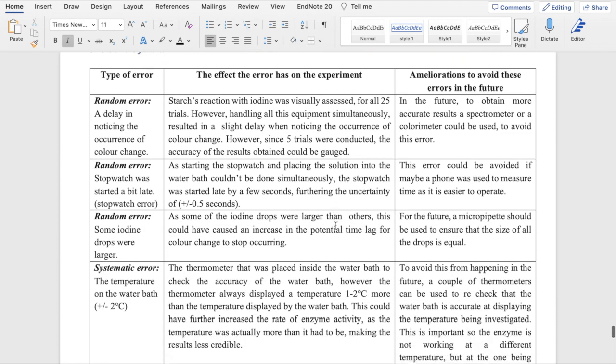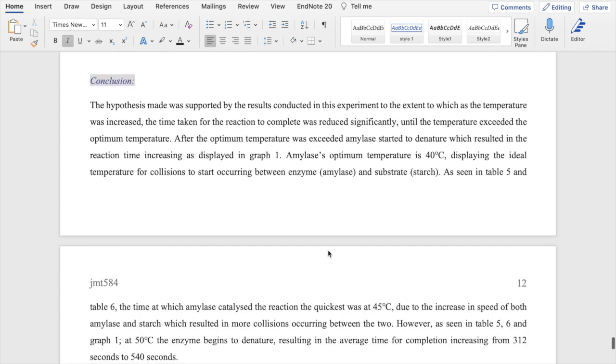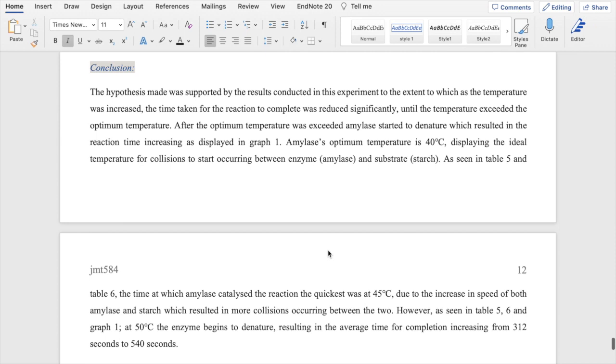Evaluation, like we all know, is this was good, this was bad. How can we make this better for the future? And error. So you know how we did the error bars over there? You also need to address systematic error, random error that could have occurred, and then improvements to avoid these errors in the future. And then finally, the conclusion.